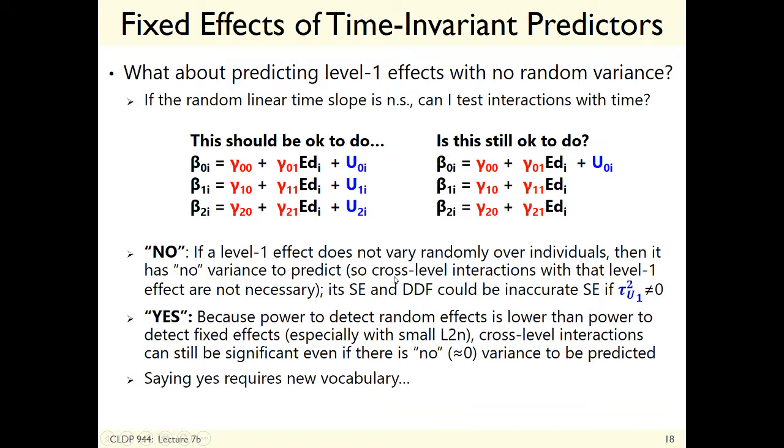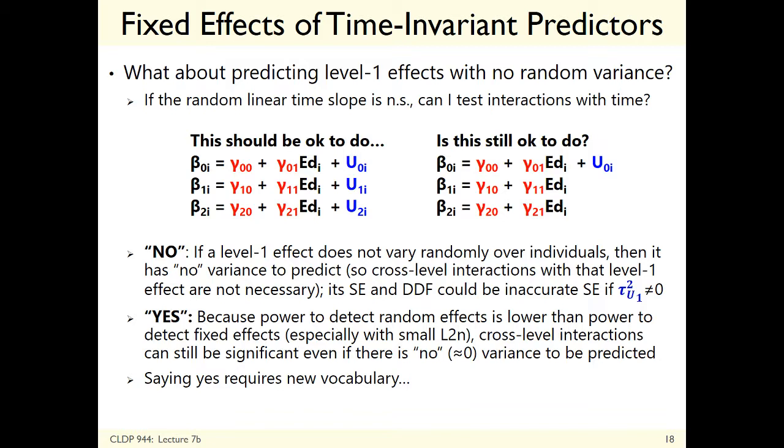So I've summarized this debate for you. I have seen people claim emphatic answers on both sides. Some people would say no. If you did not find individual differences in change, then why are you trying to predict that non-variance? It's really hard to predict a constant. So some people would say this is stupid and you shouldn't do it.